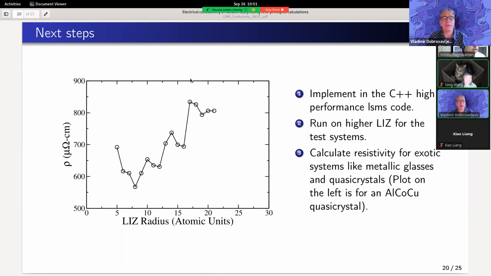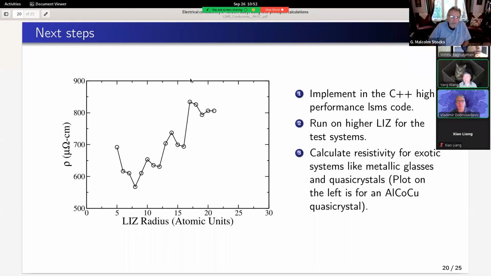How big is your system here in this case? It's about 500 atoms. So in the linear direction, if you take the cube root of 500 atoms, what is that? What's the cube root of 500? About 8. Right. So the LIZ radius cannot be much larger than 8, right? Isn't that what you're saying, Malcolm?